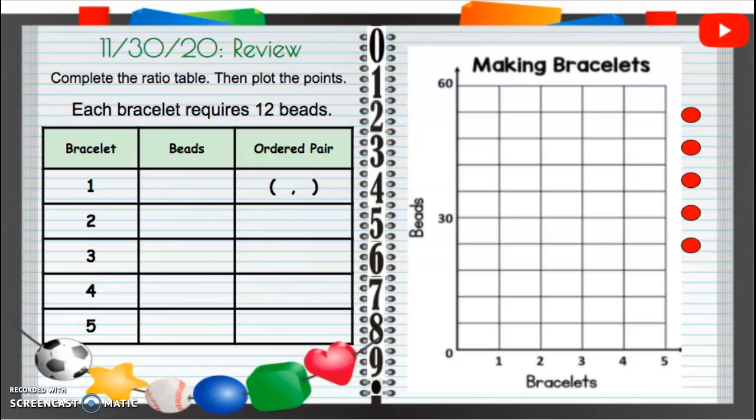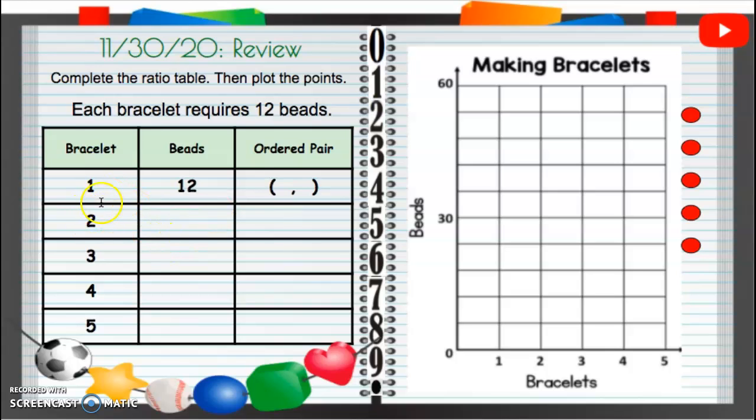November 30th, 2020 review. Complete the ratio table, then plot the points. So we need to use this sentence here. It says each bracelet is going to require 12 beads. So for one bracelet, how many beads does it require? How many beads do we need? 12. So each bracelet requires 12 beads.